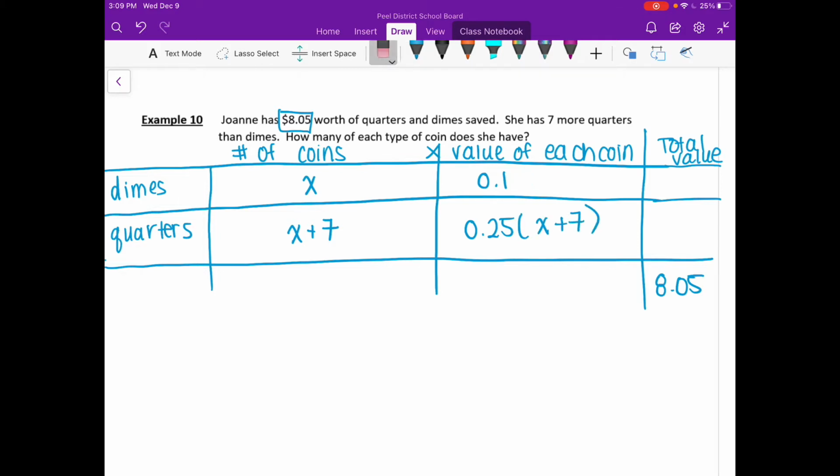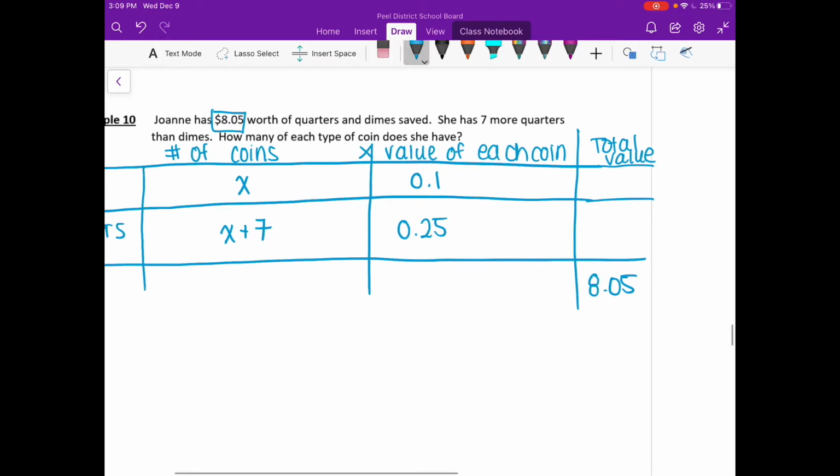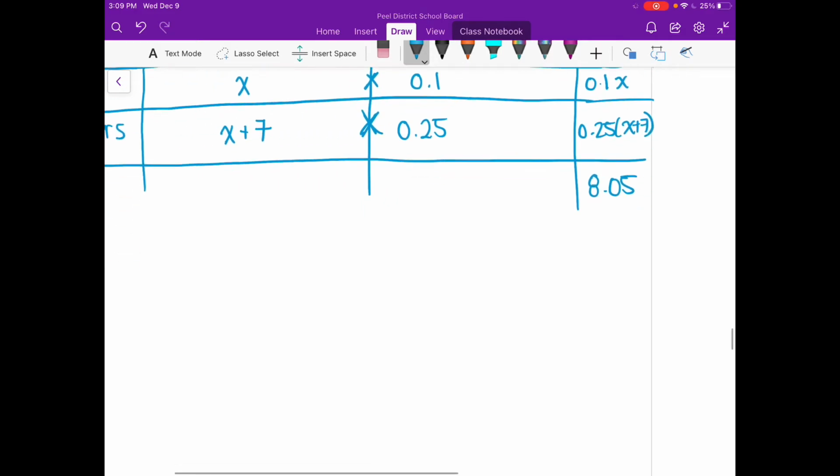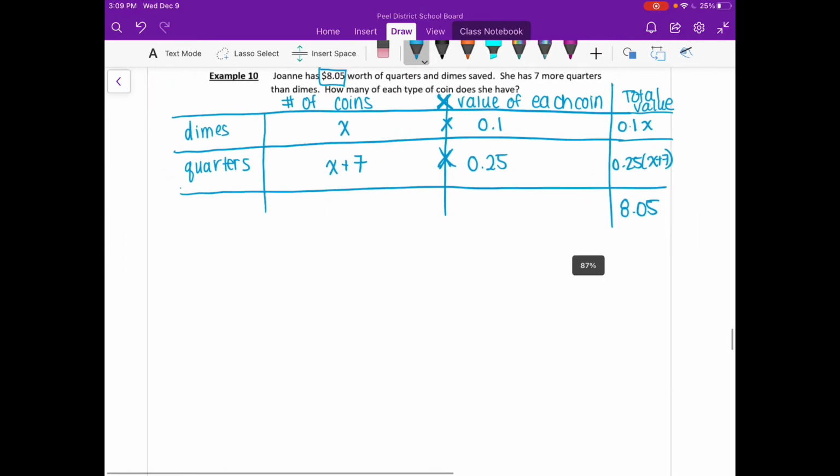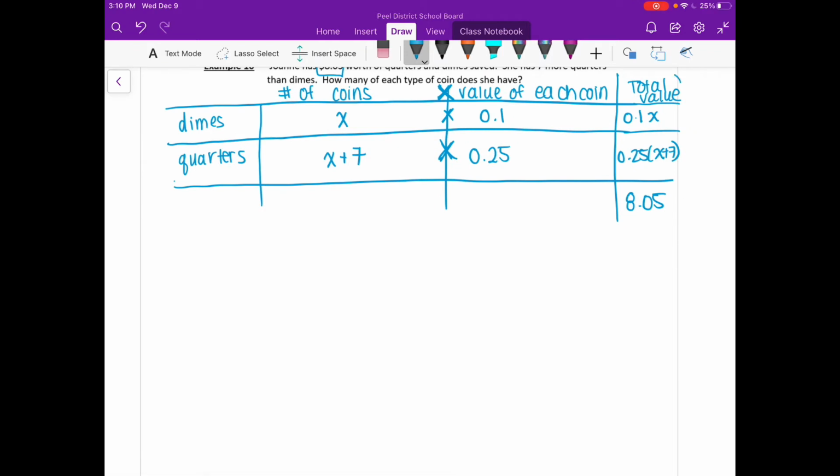You're just going to put the values, and then you're just going to multiply. You have 0.1 times x, because these two are multiplied by each other. You have 0.25 times x plus 7 is going to give me 8.05. So that's my equation. I'm just going to take this total value and add them together. So I'm going to say 0.1x plus 0.25 times x plus 7 is equal to 8.05. And that's how I made my equation.